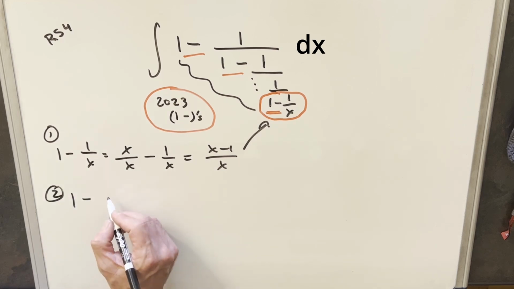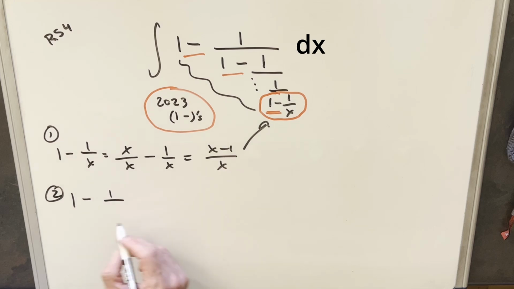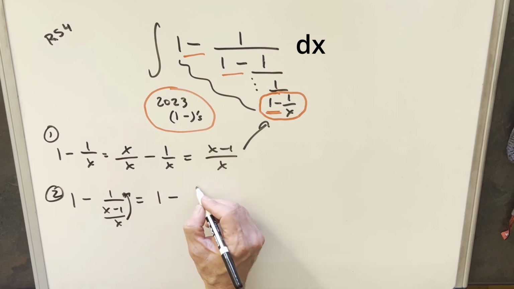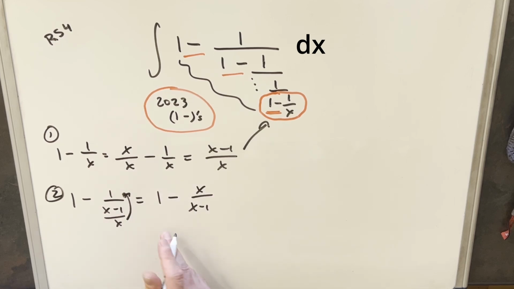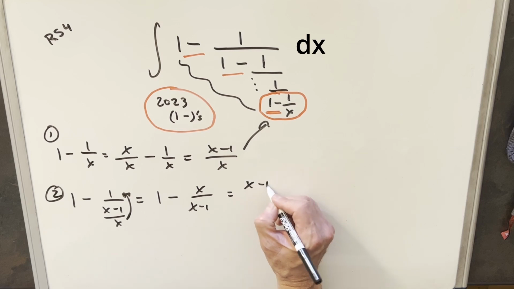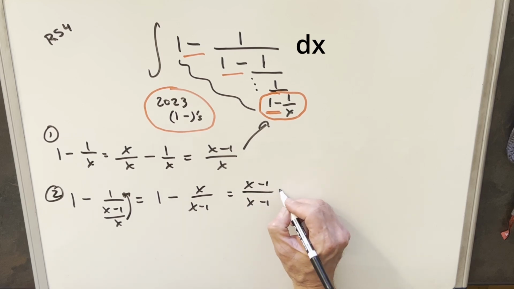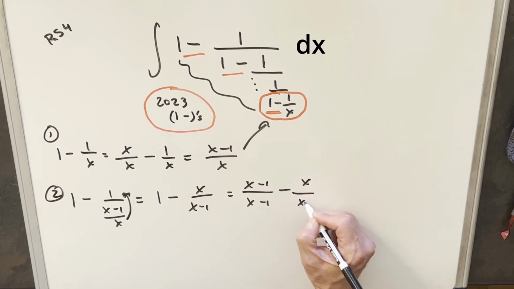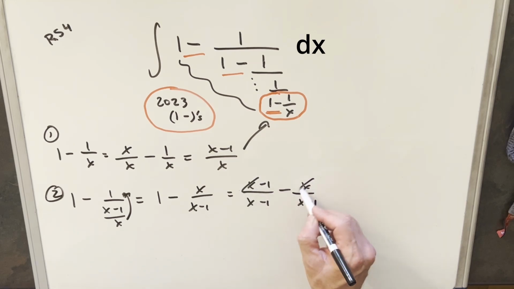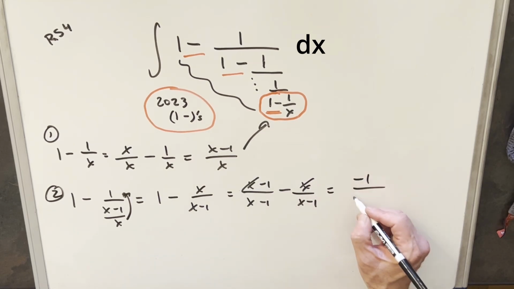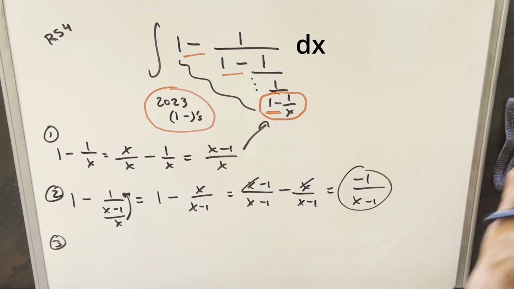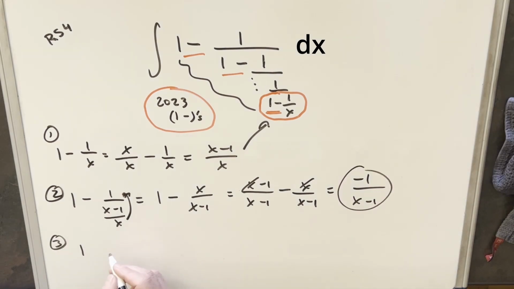For the next one, we're going to have 1 minus 1 over this thing, x minus 1 over x. I'll flip this and put it into the numerator, so we'll have 1 minus x over x minus 1. Getting a common denominator again, I can write this as x minus 1 over x minus 1. Then these x's are going to cancel, and we're just going to have minus 1 over x minus 1. So for the next iteration, we'll just take this and plug it in again.